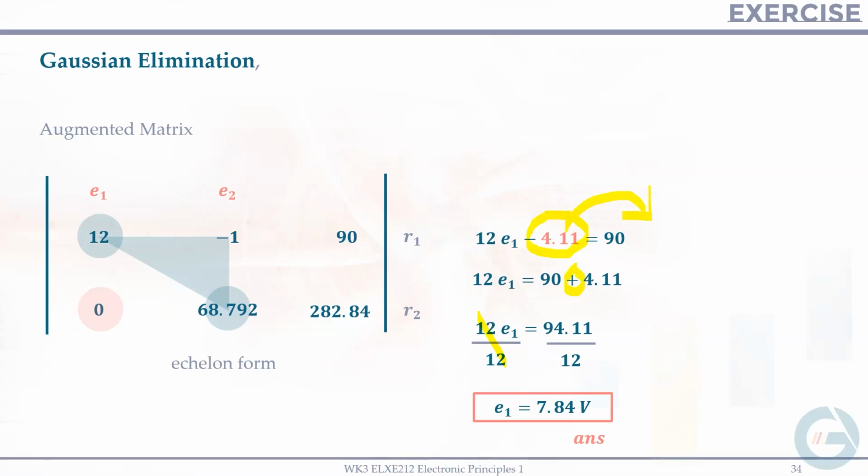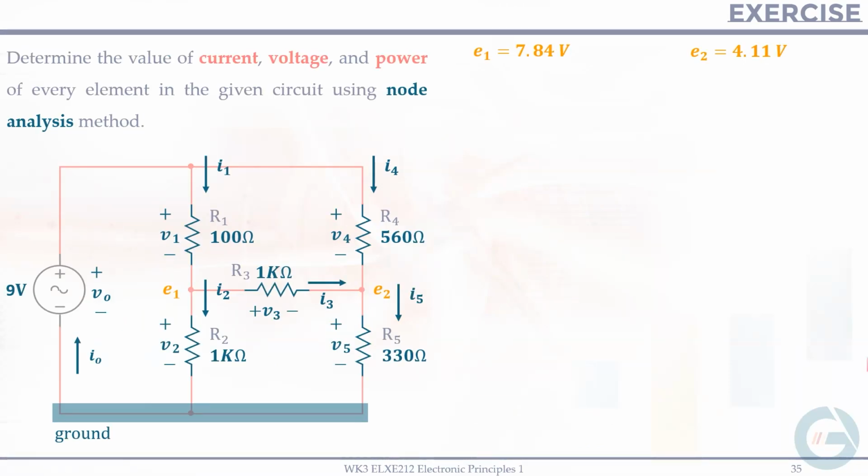And I can now calculate for the remaining voltages across resistors. So I have now my E1, okay, which is 7.84 volts. And I have my E2, which is 4.11 volts. So using the node voltage concept, I can calculate for V1, okay. So V1 is the difference between the nodes, okay, that is VO minus E1. So 9 minus 7.84, and that will give me 1.16 volts. That is V1.